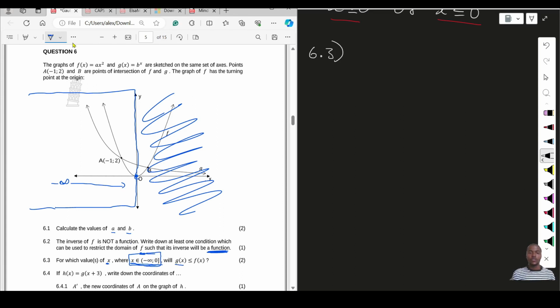That will make g of x less than or equal to f of x. So let's check where g is small in terms of y. Remember that this graph is g, and this graph is f. So where is f greater than g? Let's compare the two distances here. Which one is at the top? Which one is at the bottom? F is at the top, then G is at the bottom. So this means that G is less than F, and that's what we are required.